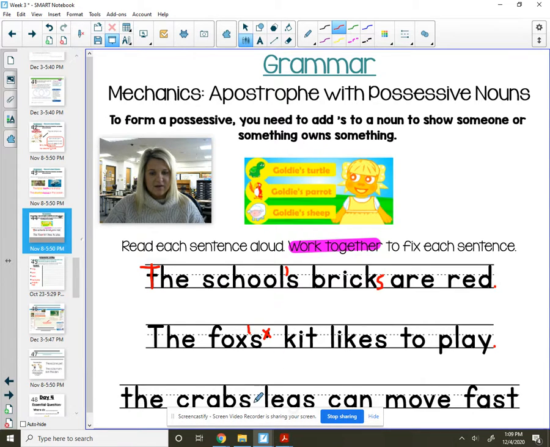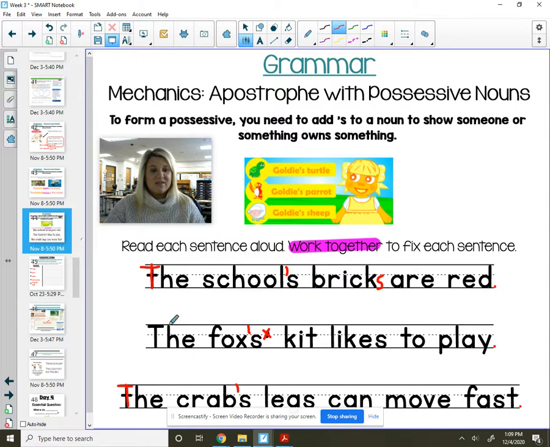And our last one, the crab's legs can move fast. I don't see a capital letter, so I need to add a capital letter. Crab's legs can move fast. I don't see a period, so I'm going to add one of those. And the legs are the crab's, so I need to add an apostrophe S here to show that the legs belong to the crab. All right, so that is something to remember as we continue on with our writing.